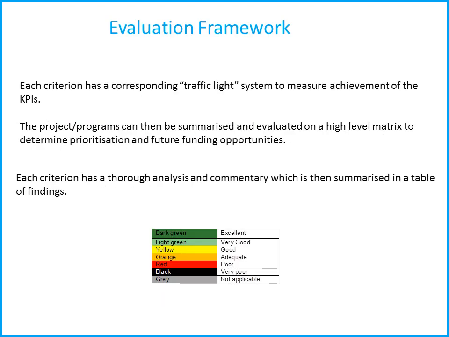So the evaluation framework is based on a traffic light system from dark green to black, where dark green is excellent through to black, very poor. The aim of using the traffic light system is that it means all projects can be compared against each other and we're comparing apples with apples. Each criteria has a thorough analysis and commentary, and depending on the level of evaluation, it's summarised in a table of findings so that all of the evaluation criteria can be easily seen on one page.